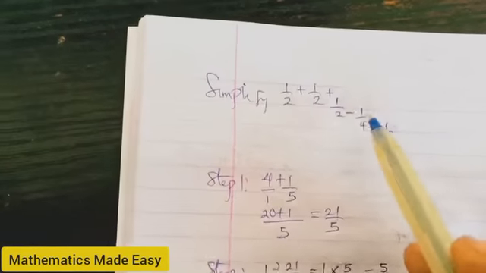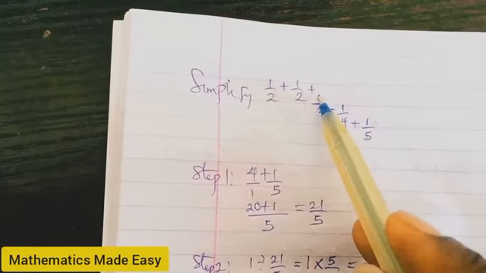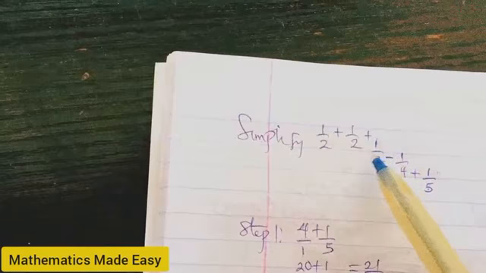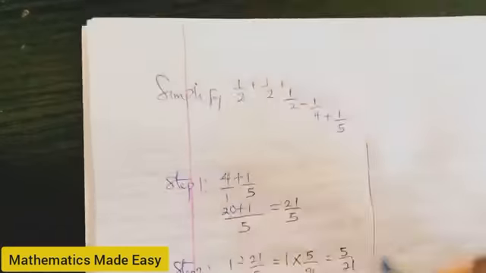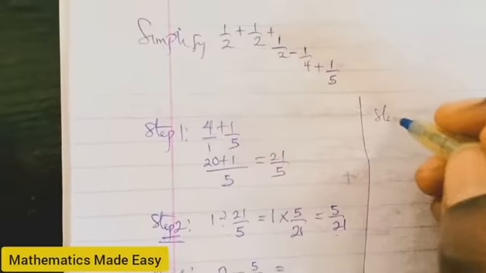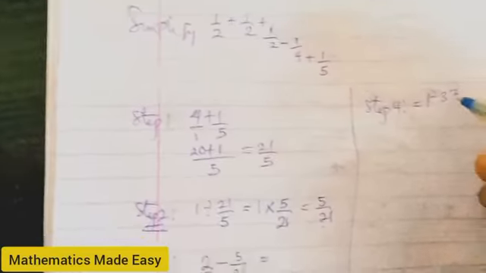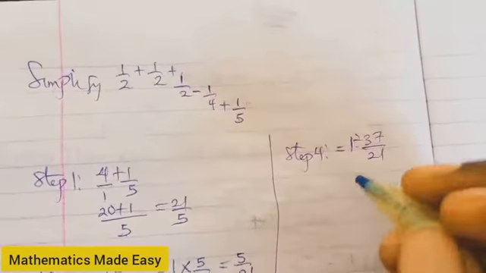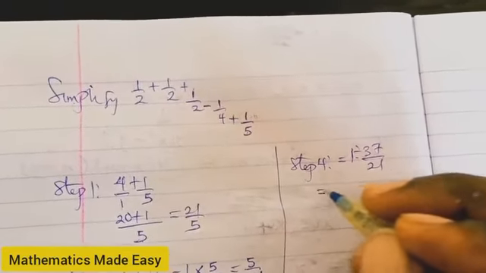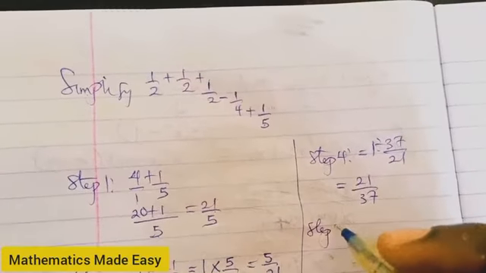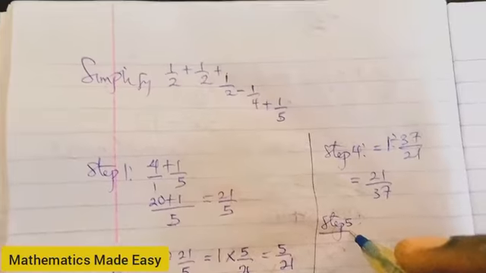We are now going to go back to the question. This is our step 4. Our step 4 says we are going to divide that 37 over 21. We'll divide it by 1. So it will now be 1 divided by 37 all over 21. So this will now take us to what? Step 4 is equals to 1 divided by 37 all over 21, which is also equals to 21 all over 37.